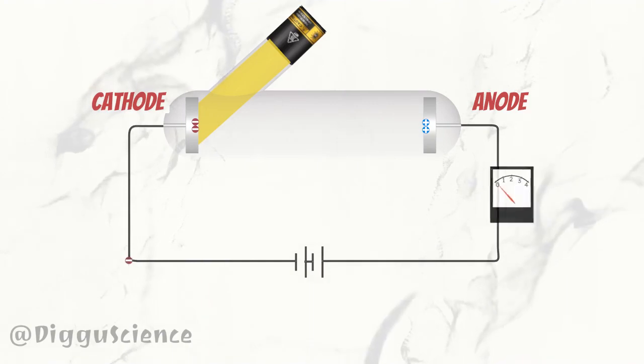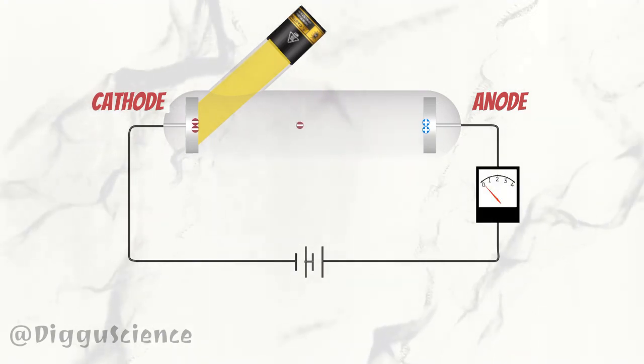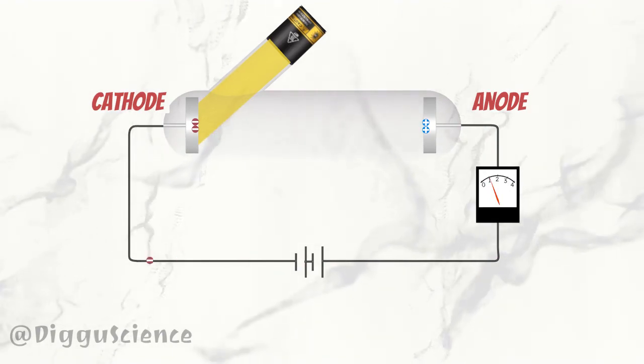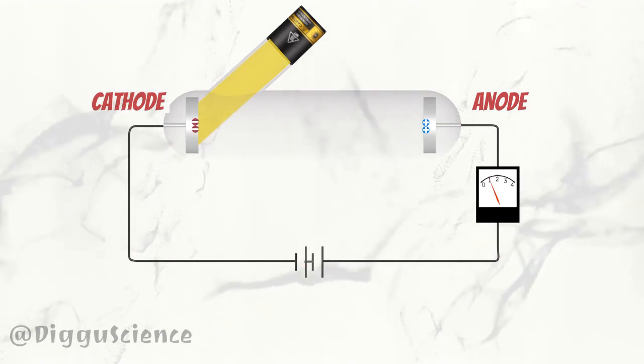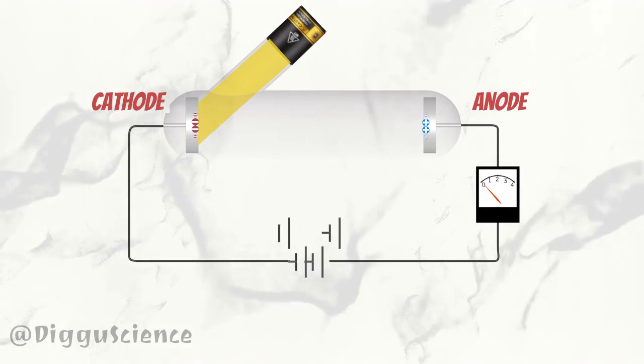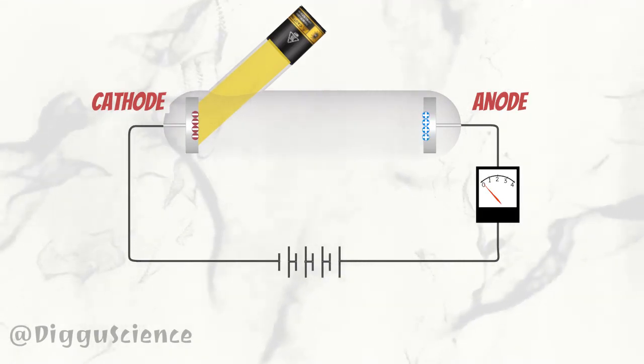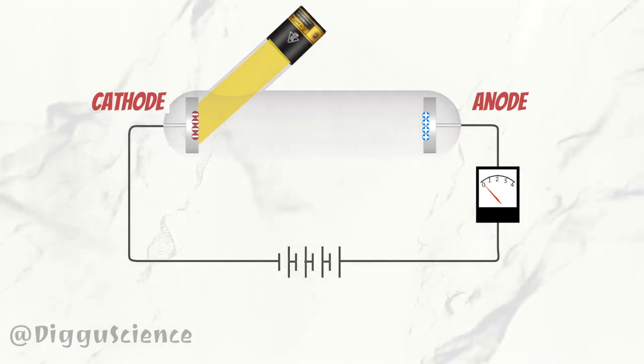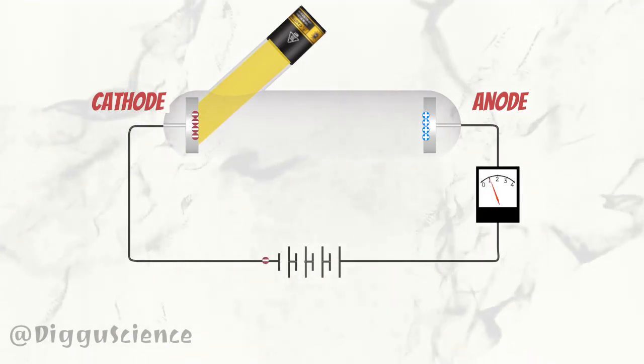If an ammeter is installed, the ammeter screen will display a certain number. Think of it as 1 milliampere. Now, increase the voltage source to 2 times the original value. It turns out that the value read on the ammeter screen is still the same, at 1 milliampere.